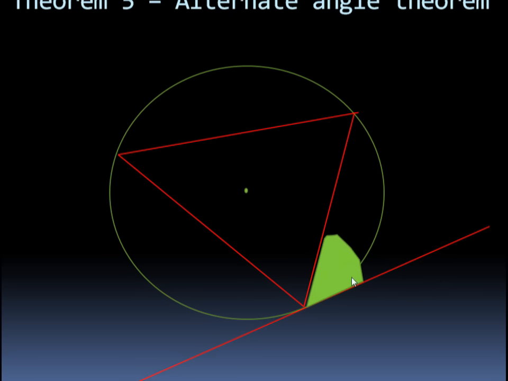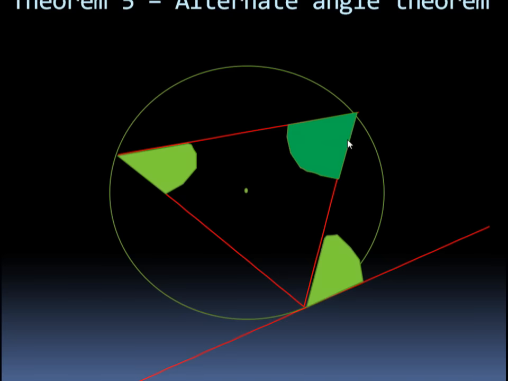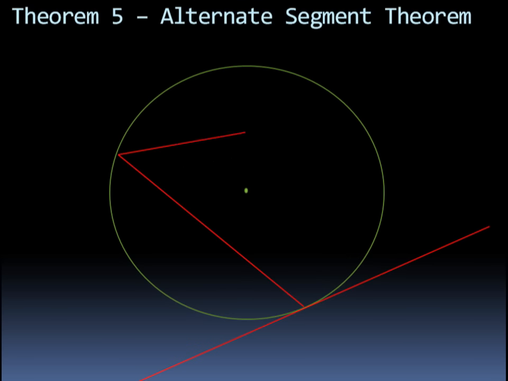So this angle here, that is between the tangent and this side of the triangle, we call it a chord. So the angle between the tangent and the chord is equal to what? This angle over here. So we're still on the alternate segment theorem. Alternate segment or alternate angle theorem. And this angle here will match this angle here. Alternate segment theorem.